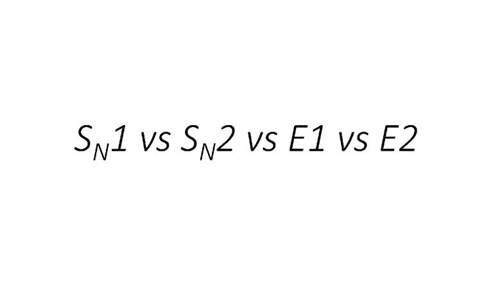So far this chapter, we've looked at two different mechanisms for substitution reactions and two different mechanisms for elimination reactions. In this video, we're going to look more specifically at what types of reagents and substrates favor these different types of mechanisms.